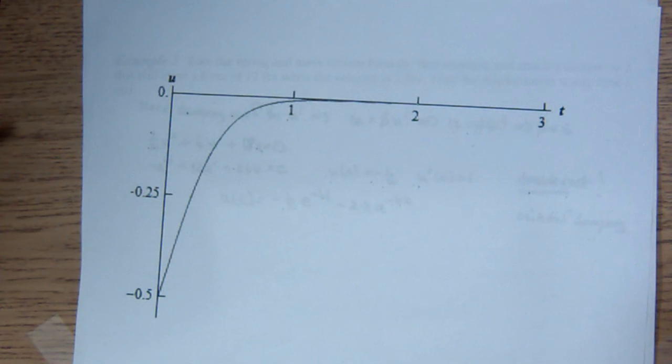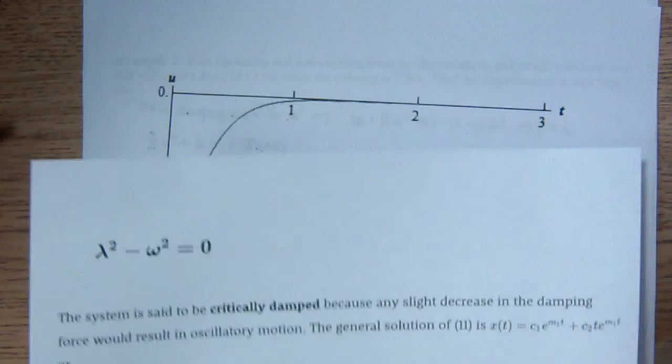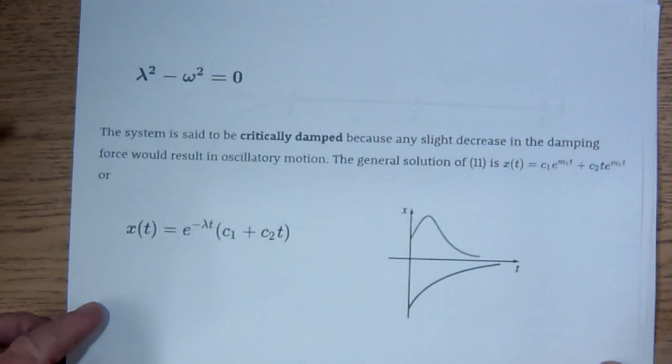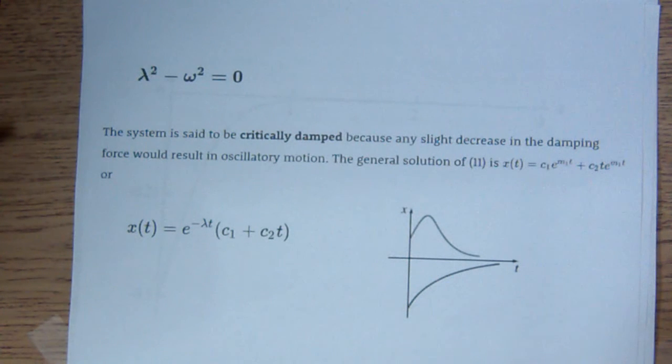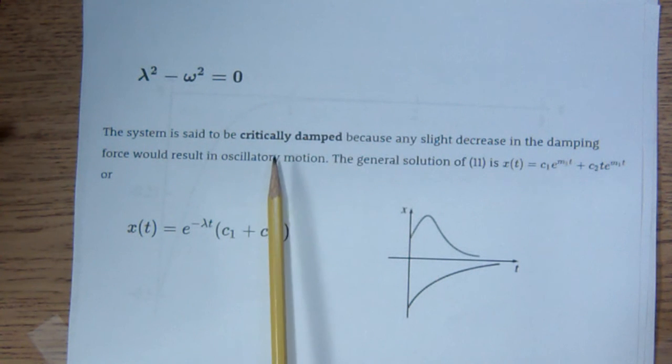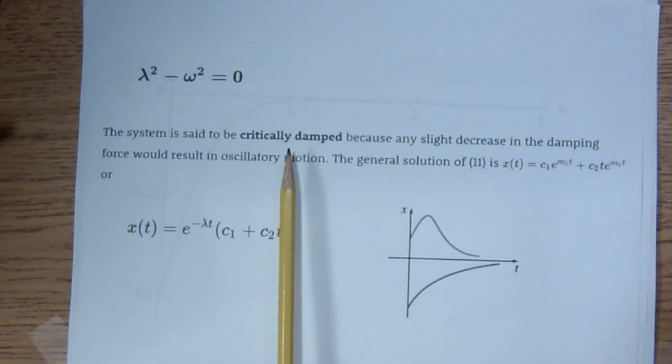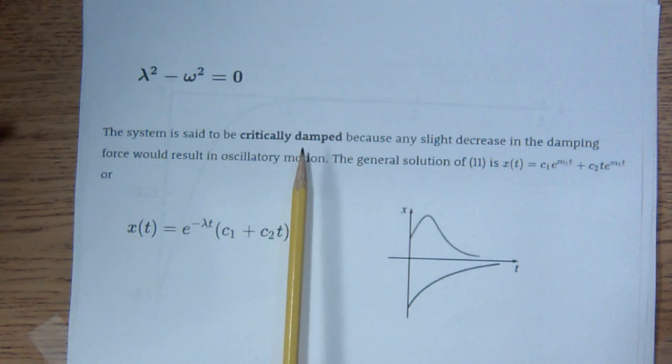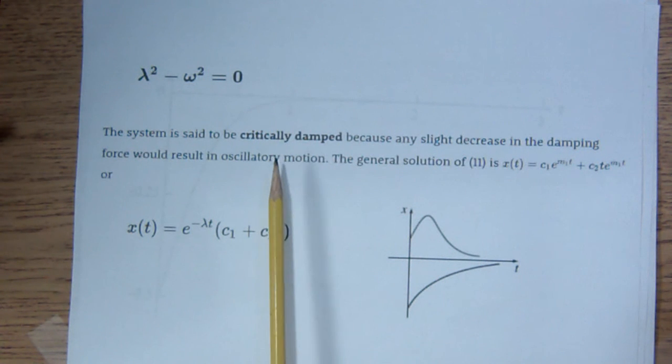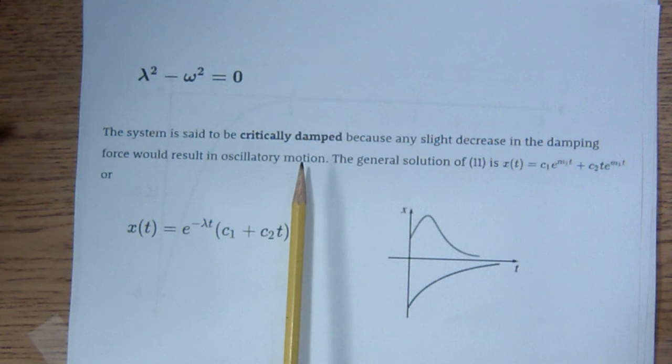Now, what we will say from a terminology point of view is, since the discriminant was equal to 0 and there was a double root, we say that the system is critically damped, because any slight decrease in the damping force would result in oscillatory motion.